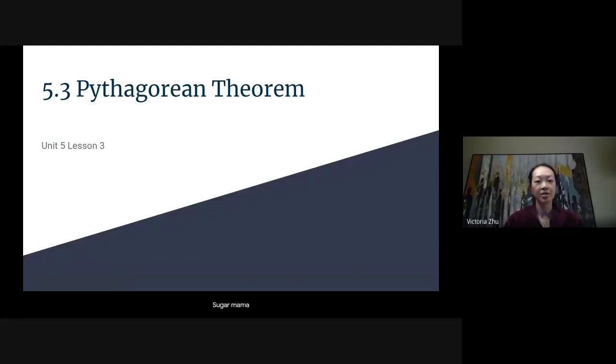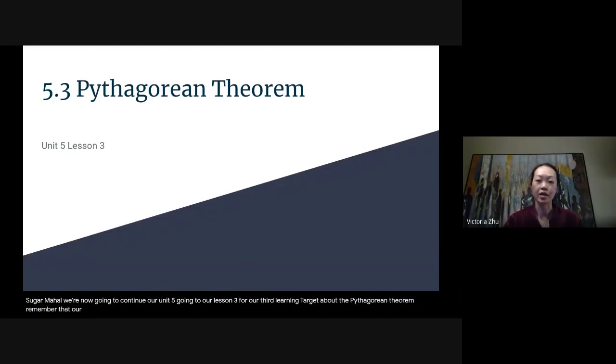学生们好, we're now going to continue our Unit 5, going into our Lesson 3 for our third learning target about the Pythagorean theorem. Remember that our first and second learning targets were about the trigonometric functions, tangent, sine, and cosine, and then learning target 2 was about applying tangent to our story problems. Now we're on to our Lesson 3, our third learning target.